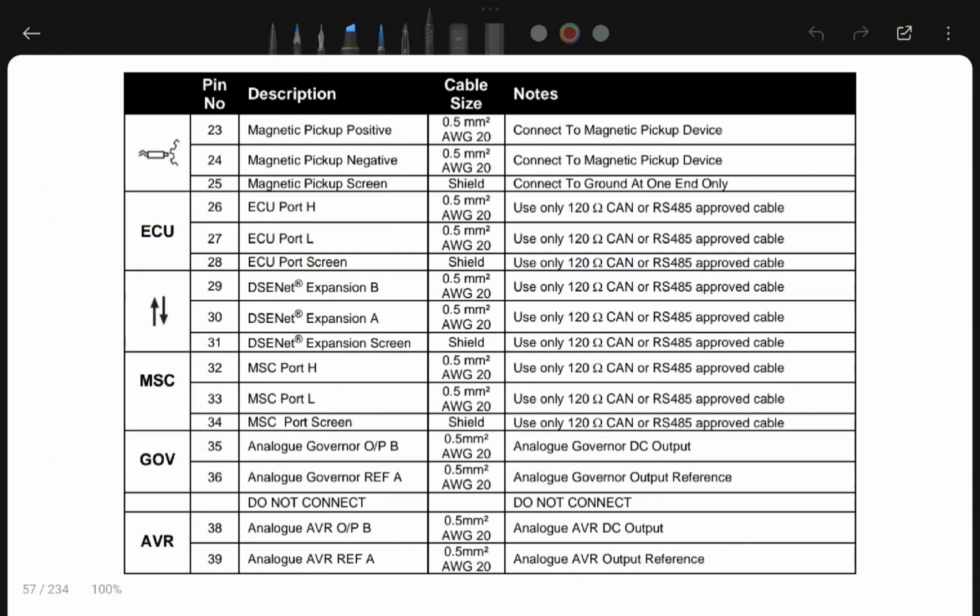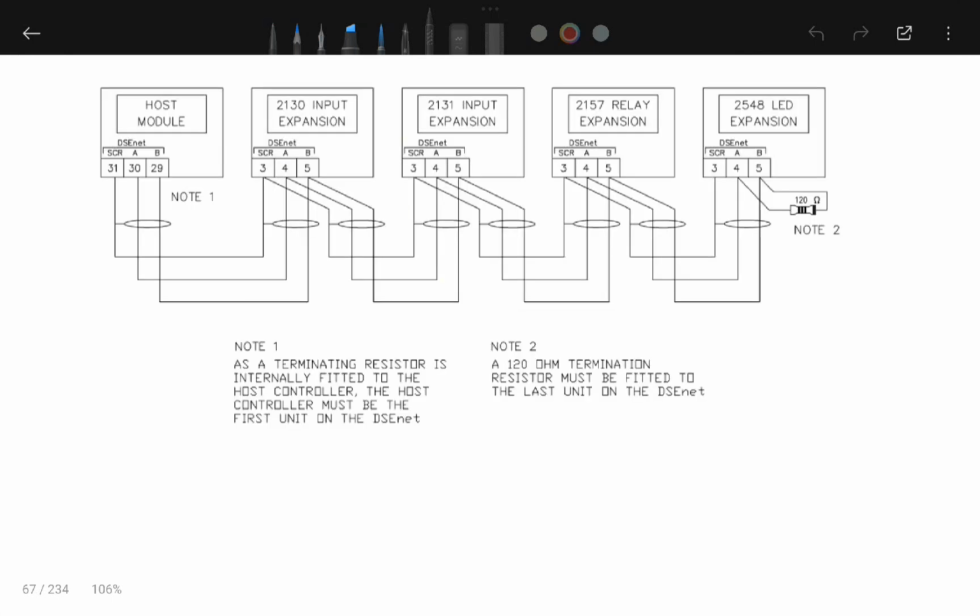And here is our example on how to connect the DSENET connections. So here you need a terminating resistor on the first unit, and the last unit should be fitted with a 120 ohms resistor, as you can see in the drawing or our diagram.